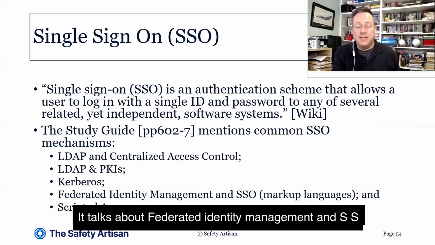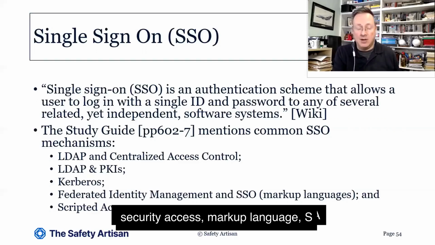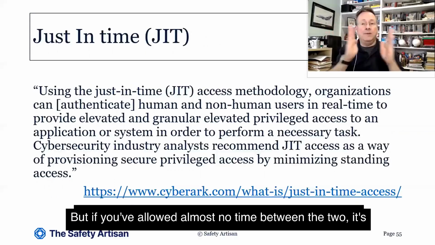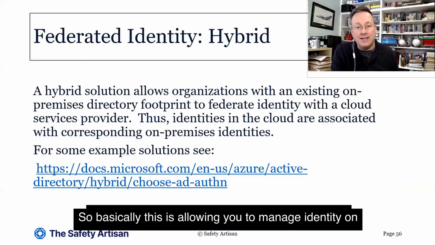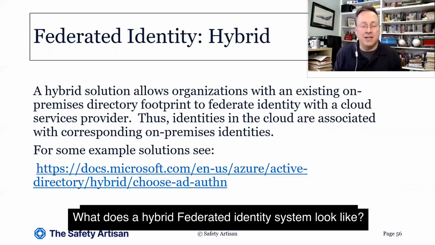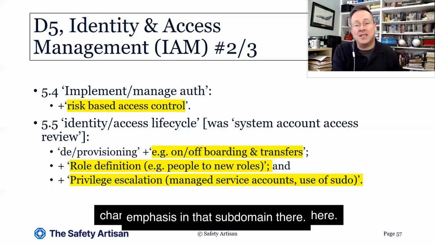It talks about federated identity management and SSOs and markup languages that describe them, like security assertion markup language, SAML, and scripted access. But if you've allowed almost no time between the two, it's then very difficult to mount a time-of-check to time-of-use attack. So basically, this is allowing you to manage identity on your local network. What does a hybrid federated identity system look like? So a significant change of emphasis in that subdomain there.